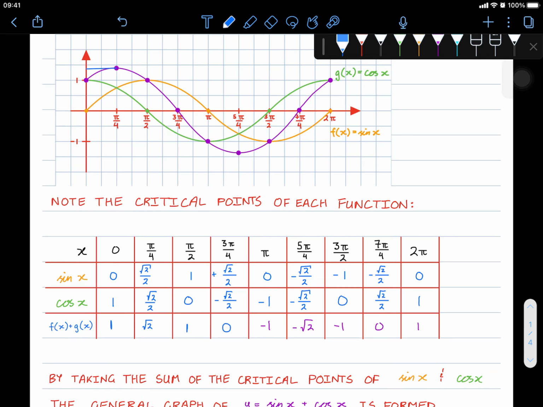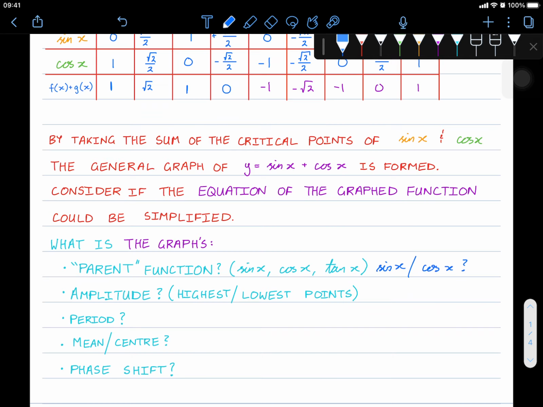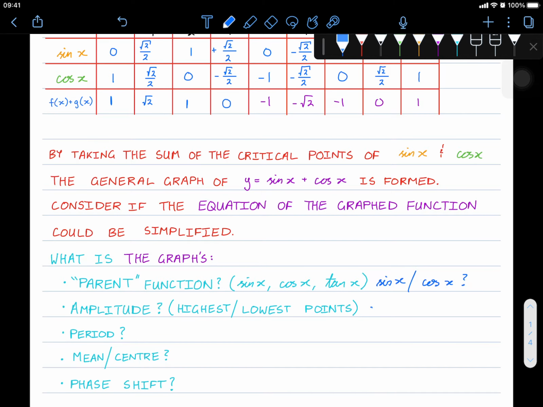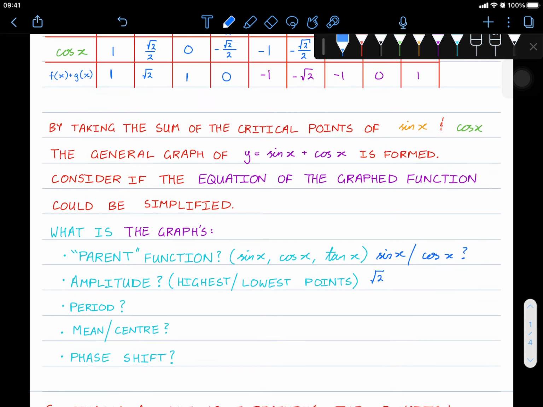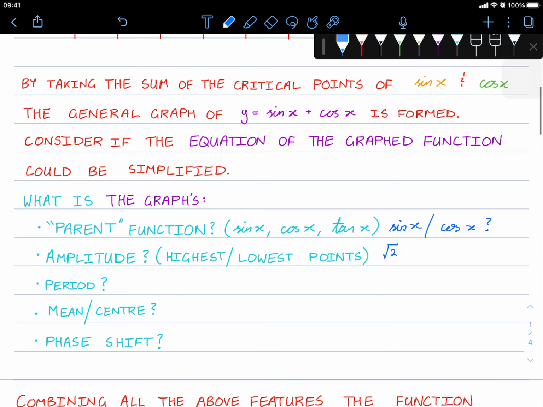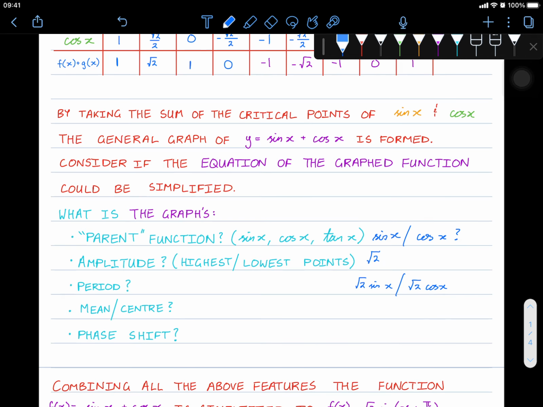Its highest point here is square root 2, and its lowest point here is negative square root 2. Well, its amplitude is just square root 2. So already our graph or the equation might be square root 2 sine x or square root 2 cos x. So it might be one of the two.